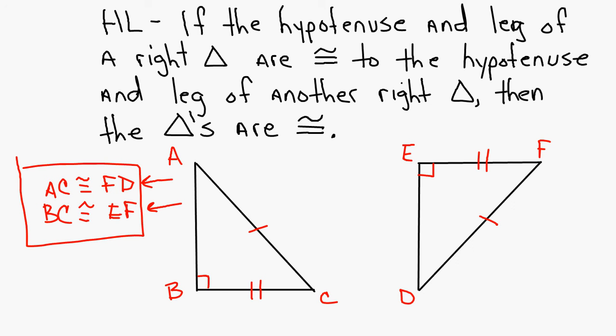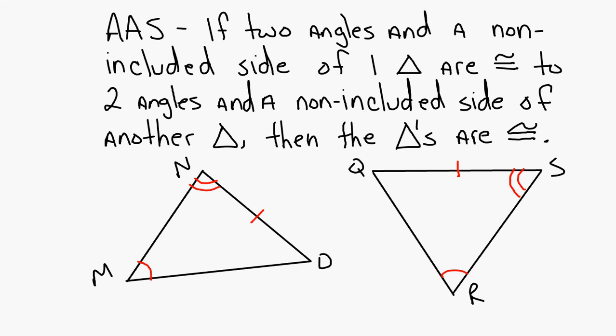Okay? If you go back to the angle, angle, side, can you prove these two triangles are congruent by angle, angle, side? As long as two angles and a non-included side are congruent to two angles and a non-included side, then you could prove they're congruent. How is that non-included? Because it's not in between the two angles. Here, I'll show you.